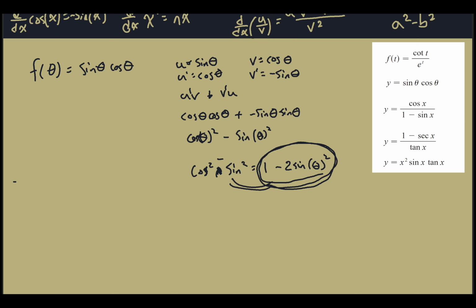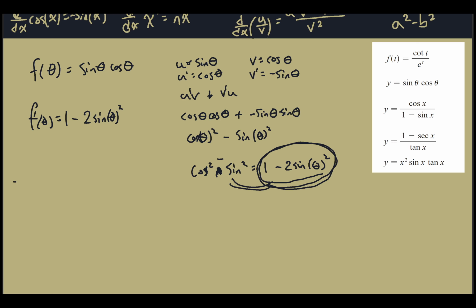So if you want to, we can say this is the derivative. If you want to keep it as only one trig function, which is nice, so we'll say f prime of theta equals 1 minus 2 sine squared theta, or sine of theta squared, like that. That's the answer for that one.